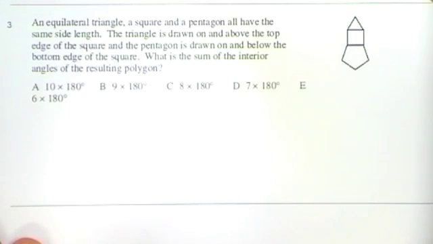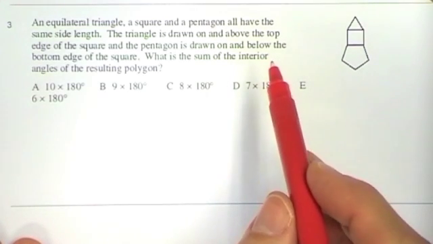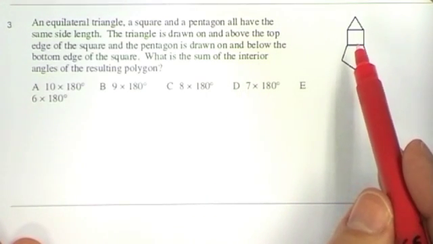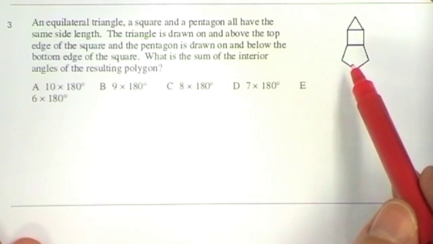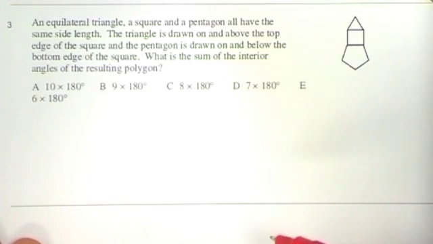Question 3. An equilateral triangle, square and pentagon all have the same side length. The triangle is drawn on and above the top edge of the square, and the pentagon is drawn on and below the bottom edge of the square. What is the sum of their interior angles?